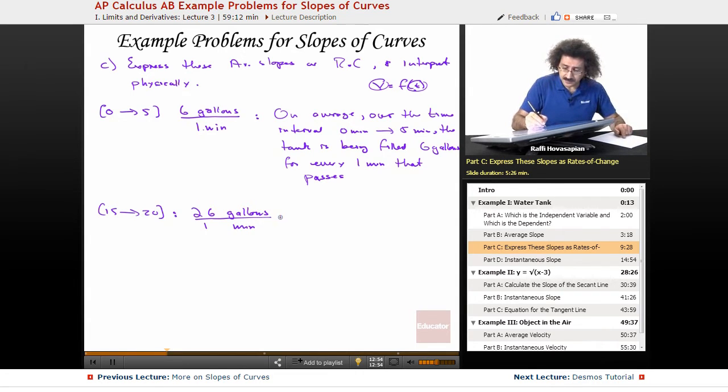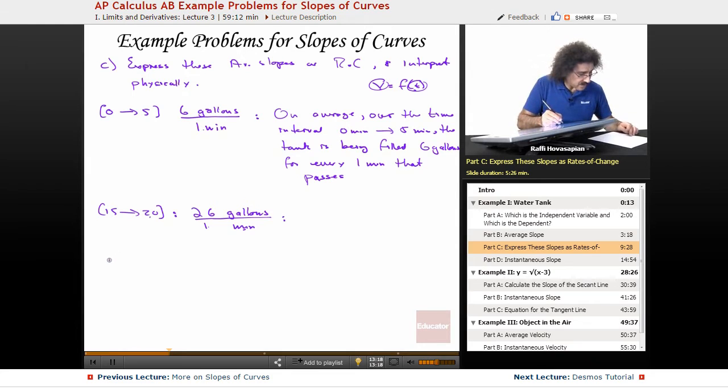So, on average, during the time period between 15 and 20, for every minute that passes, 26 gallons is being pumped into that tank. It's a rate of change. The change in the volume per unit change in time. That's all that's going on.